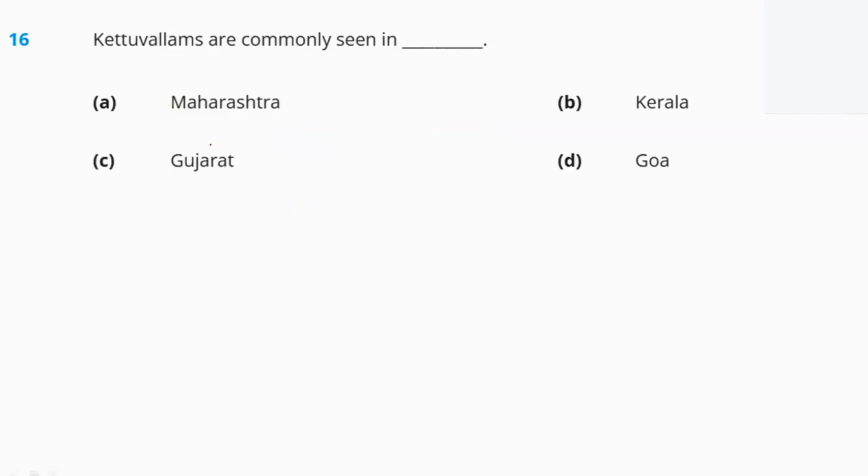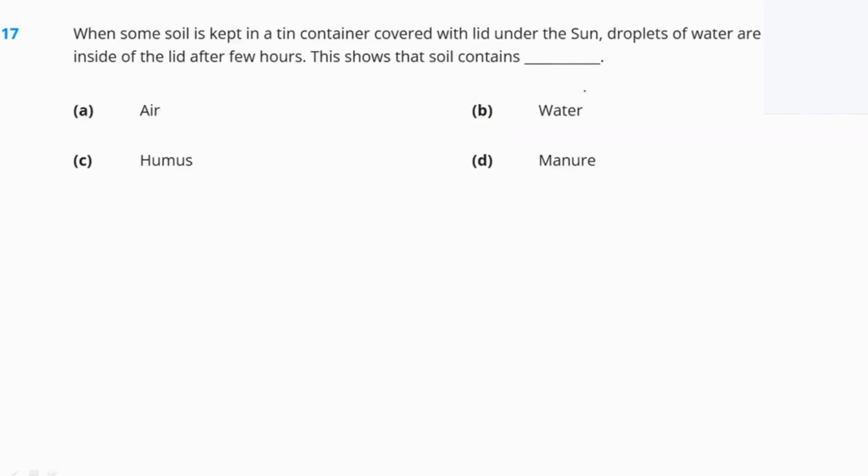Okay. Next, Ketuvalams. Right. So Ketuvalams are commonly seen where? They are actually boat-like structures which travel in the backwaters of states like Kerala, and the southern states basically. So usually you will see these Ketuvalams in the state of Kerala. Option number B is the right answer.